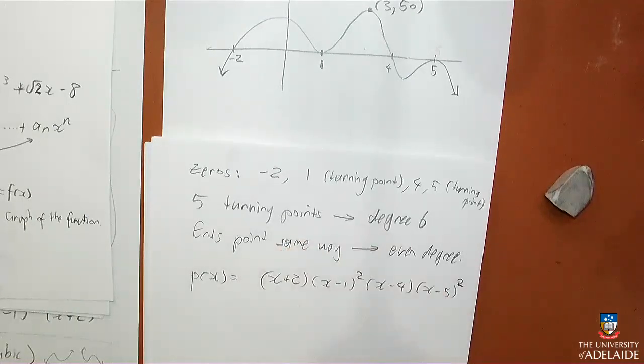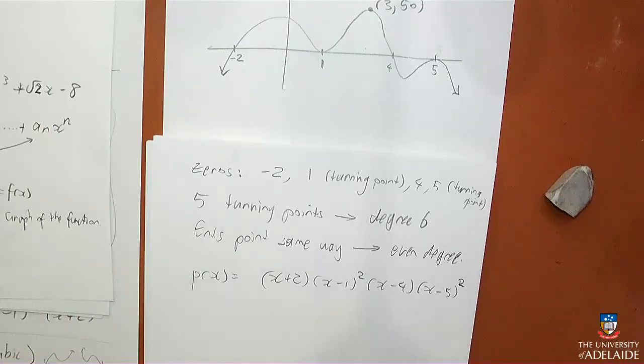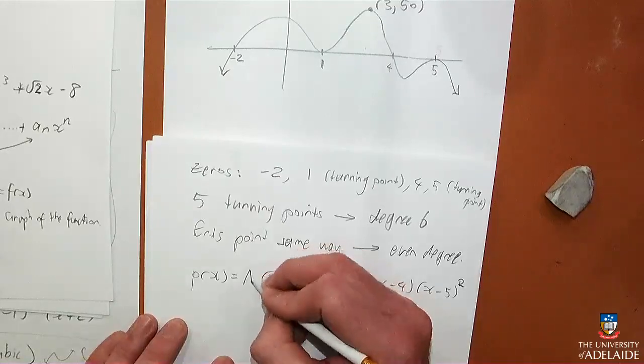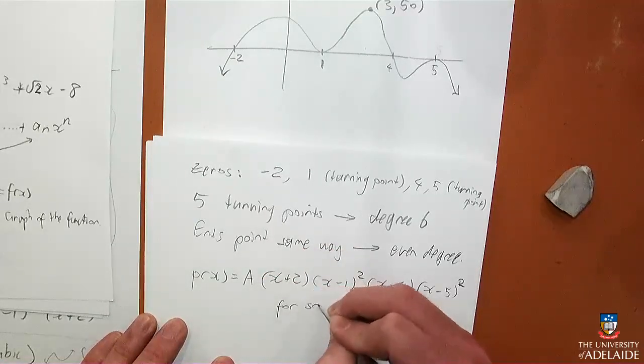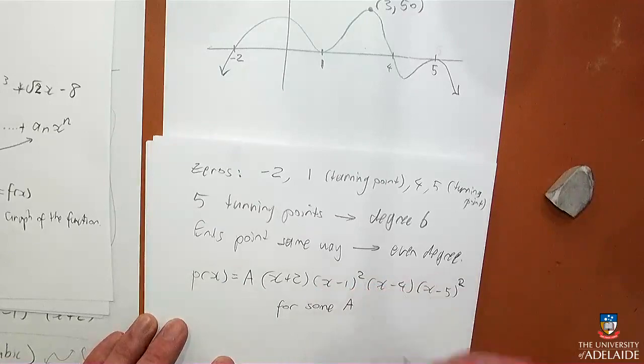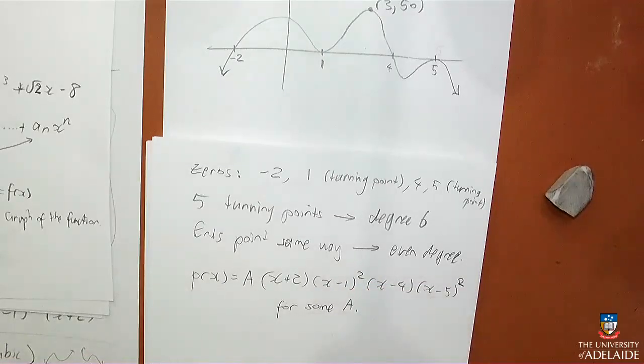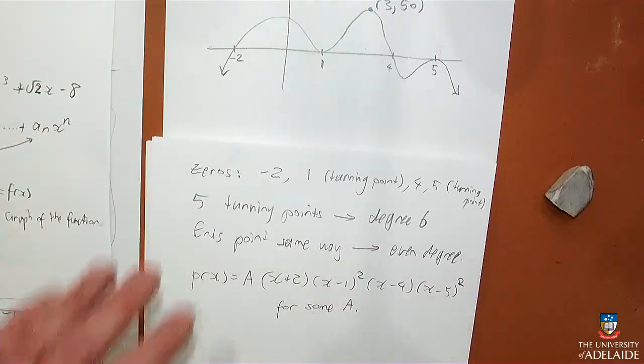But, like the one I had before had a number multiplied out the front. Well, there's nothing stopping me from having a number here. I just don't know what it is yet. So I'm just going to do this for some number a, but I don't know what that number is yet. I'm just going to go looking to see if I have enough information.